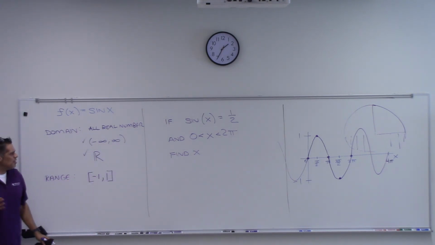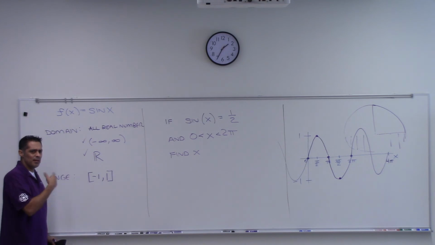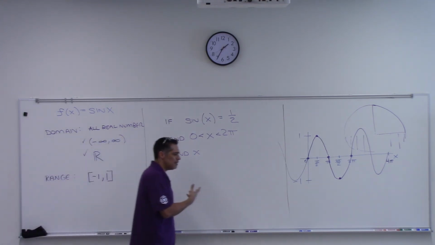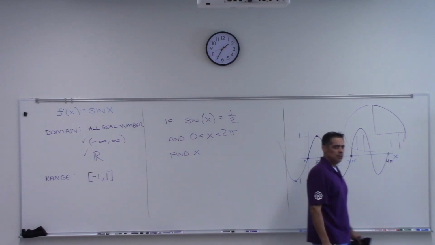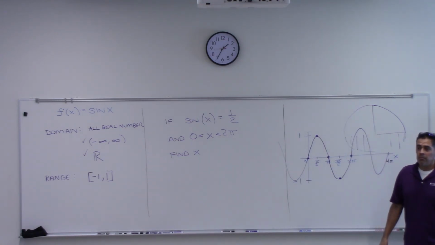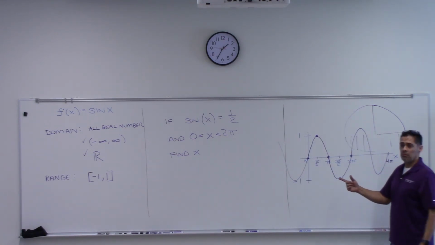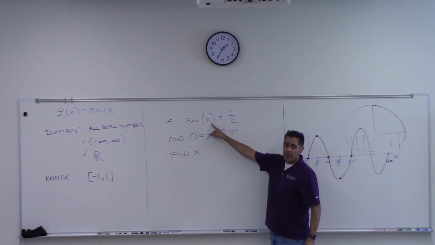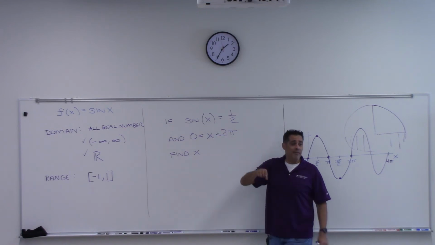Yeah? Can someone explain what this is asking? Like, can you explain in words, help the rest of the class explain what it is I'm actually asking you to do? Find the angle that, when you look at the unit circle, the point for that angle has a y value of 1/2.